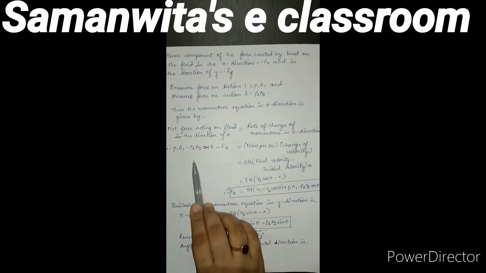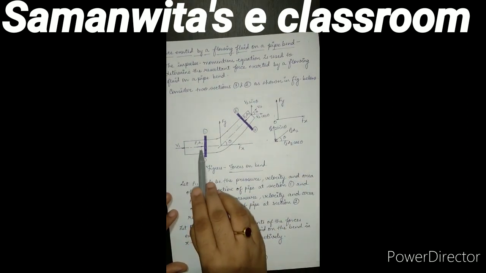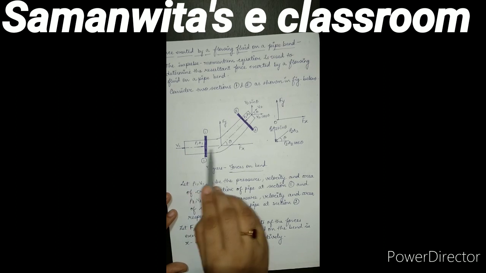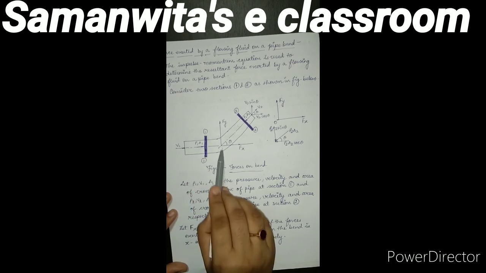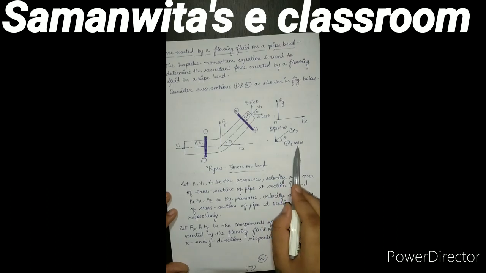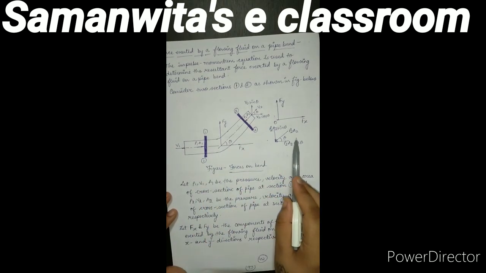Now if you look carefully, the forces which are acting in the x direction are P1A1, which is acting towards the right. So let's assume the sign convention as positive moving towards the right. P2A2 cos theta is also a pressure force exerted in the x direction, but the direction is opposite to that of P1A1, so I'll take this as negative.